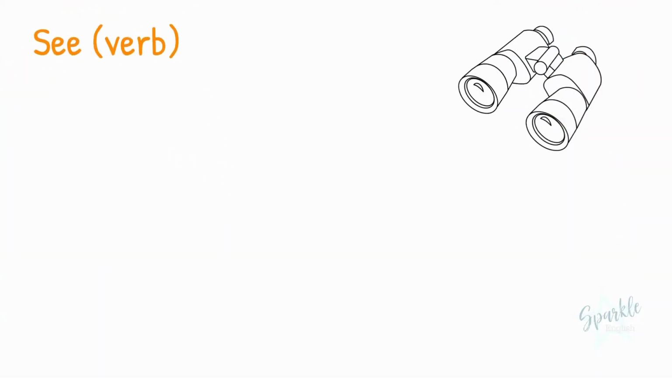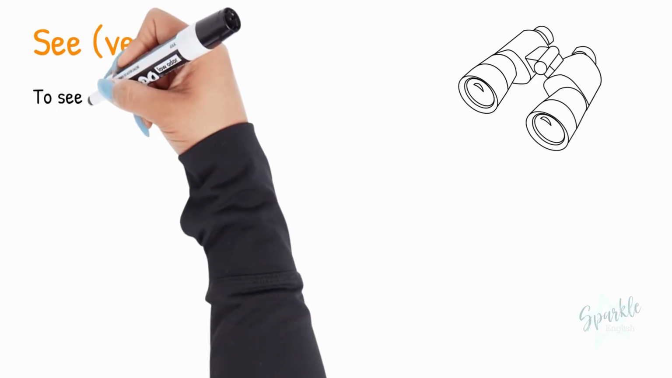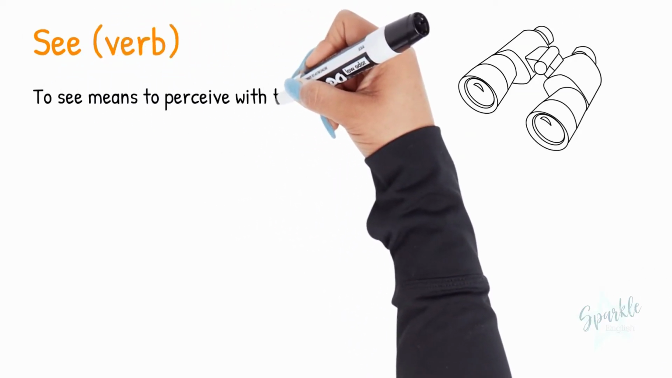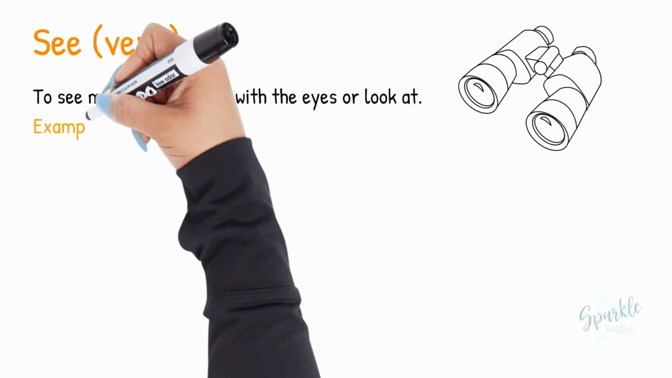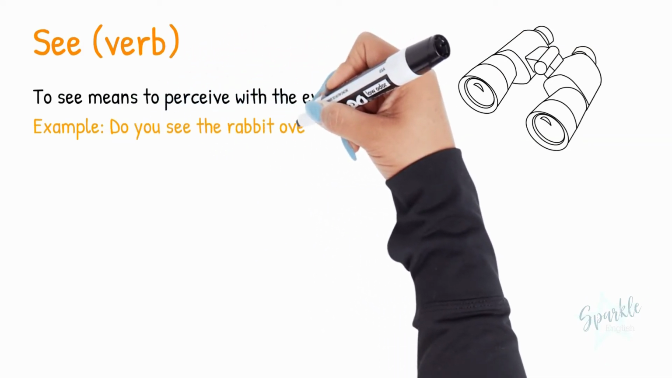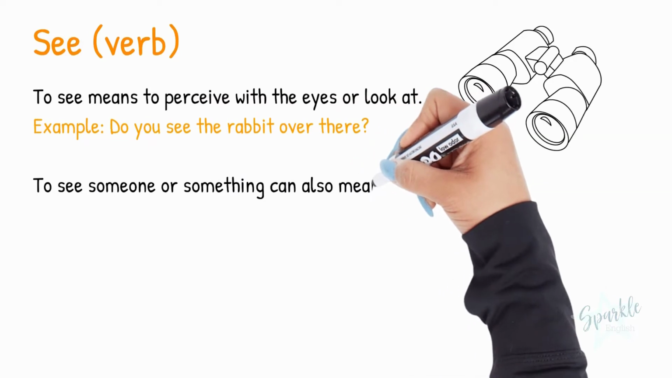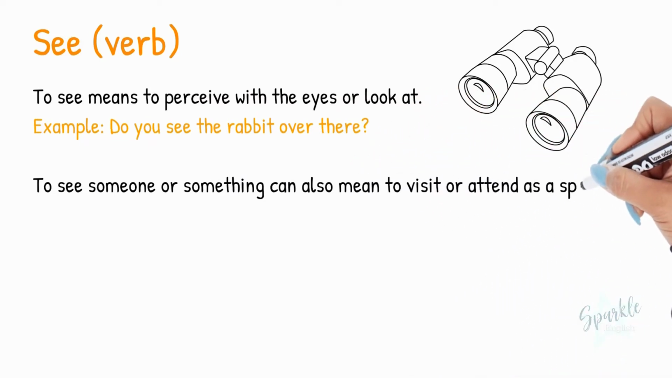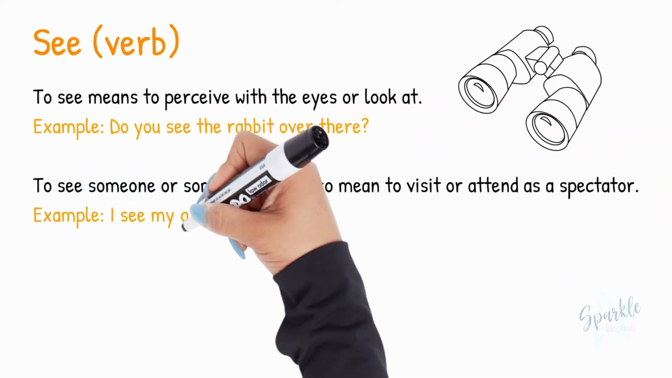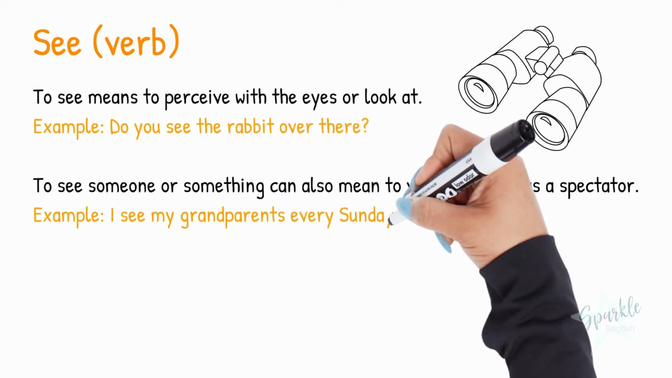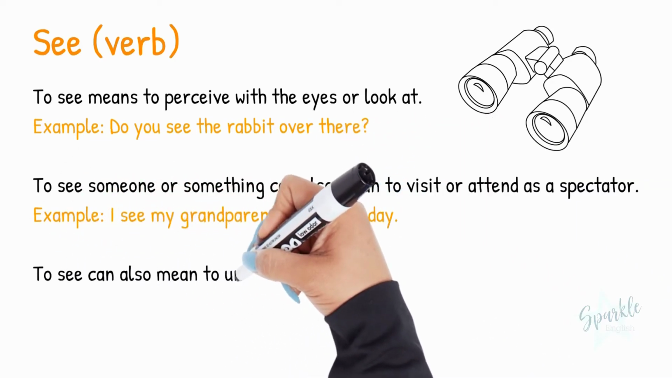See, spelled S-E-E, is a verb. To see means to perceive with the eyes or look at. Example, do you see the rabbit over there? To see someone or something can also mean to visit or attend as a spectator. Example, I see my grandparents every Sunday.